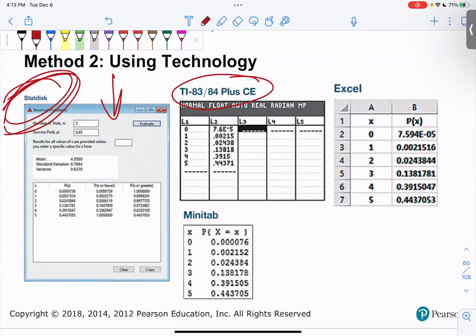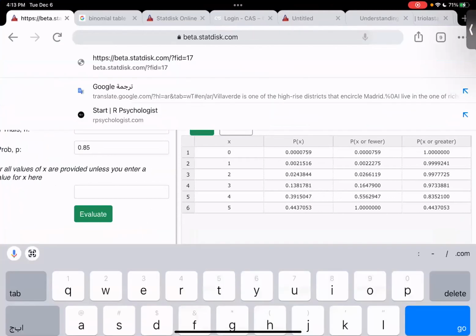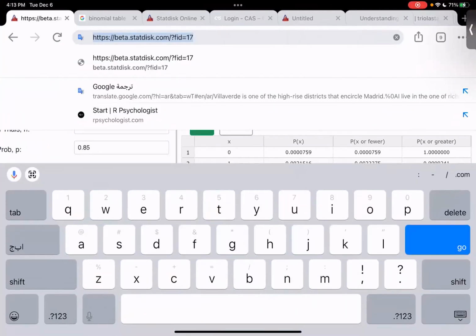Statdisk. Is Statdisk going to be available during the exam also? Yeah, you can use it. Just go to Google and find Statdisk. It's statdisk.com. Yes, you can use it for your homework.